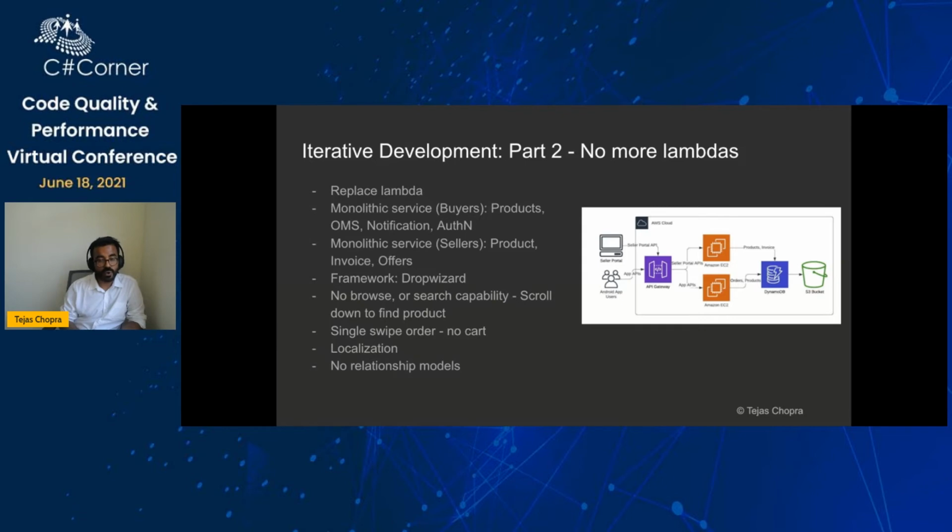Also, we introduced localization, which means that we now have product images that had content not just in English but in other languages as well. One thing to note is that this does not have any relationship models. Let me get into a bit more details on what I mean.